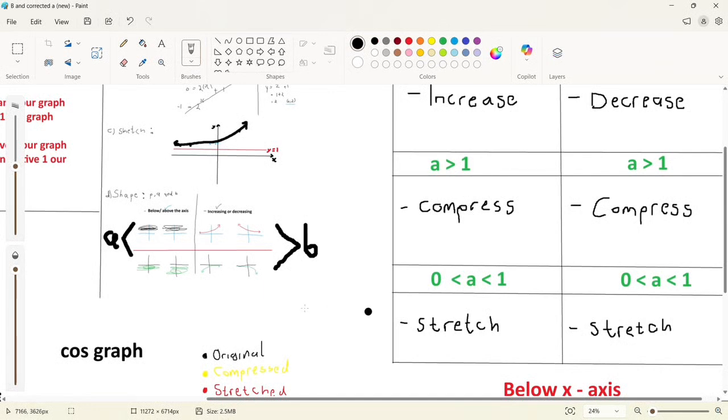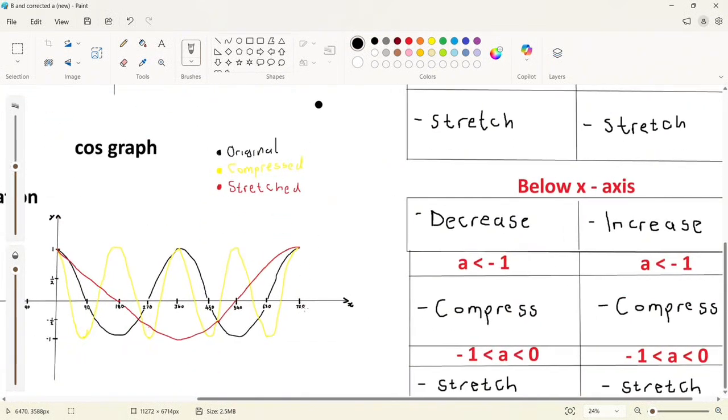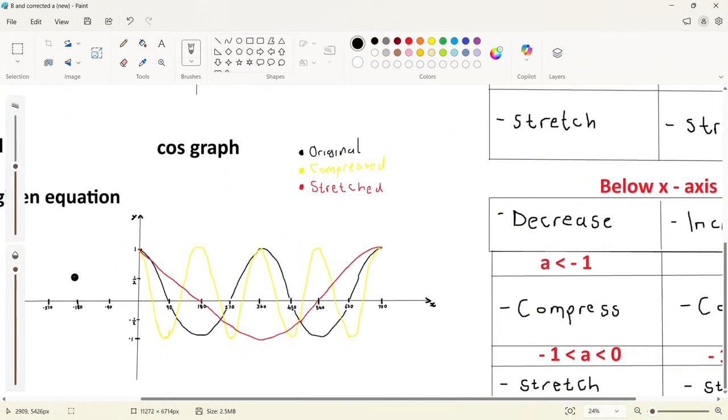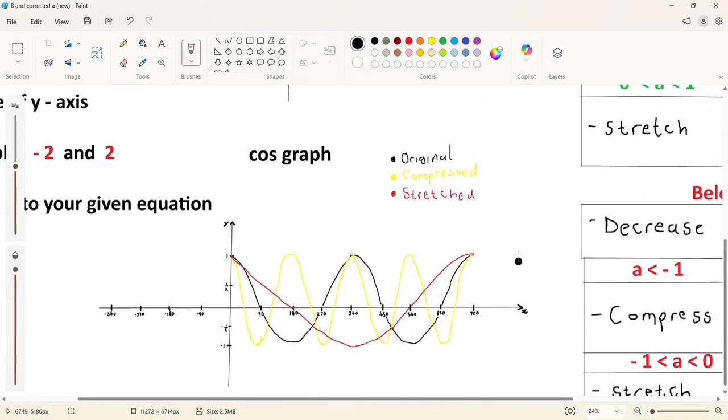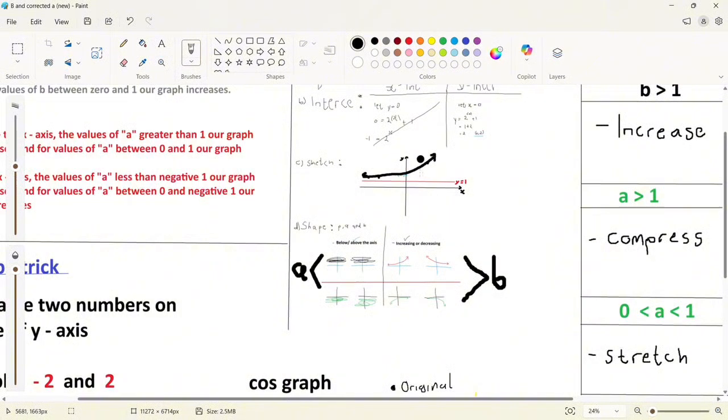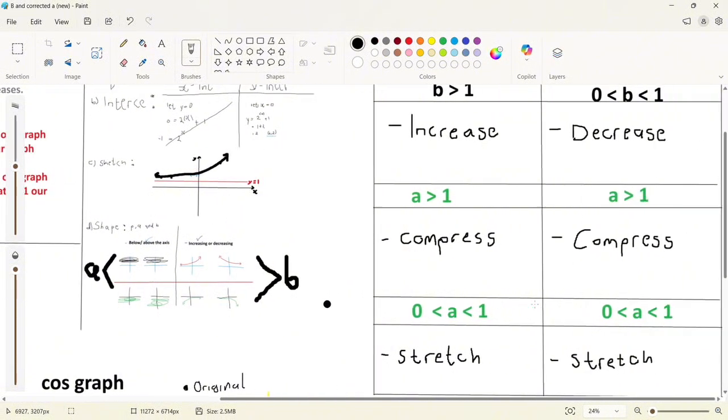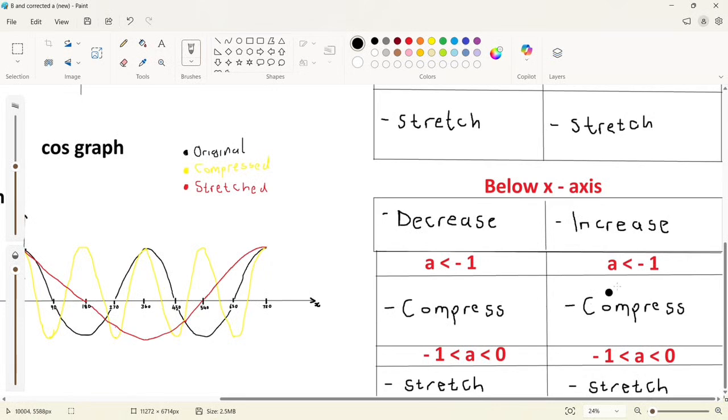And I talk about how you have to think about the trigonometry functions. That's how you can clearly see the stretching and compressing of a function, because you don't see it perfectly with an exponential function, but just know that. And when our function is below the x-axis, values of a bigger or smaller than -1 cause our function to compress, and values of a between -1 and 0 cause our graph to stretch, but below the x-axis.